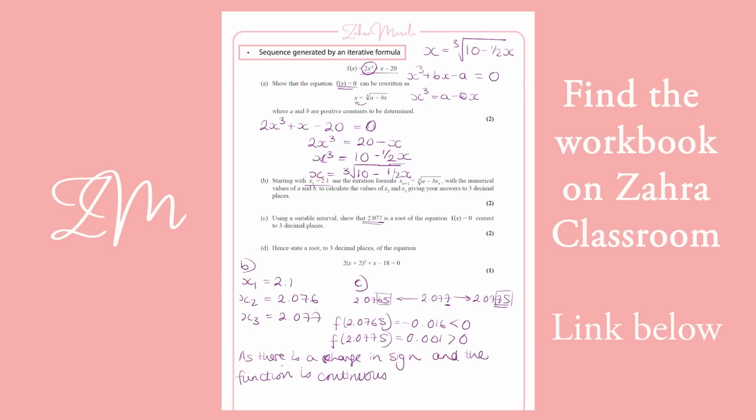and then you can write, sorry, not the formula, what it says in the question. We say 2.077 is a root of the equation f(x) equals 0 to 3dp. So you rewrite the formula. That blurb has to be written for you to get the marks. So be really careful there.